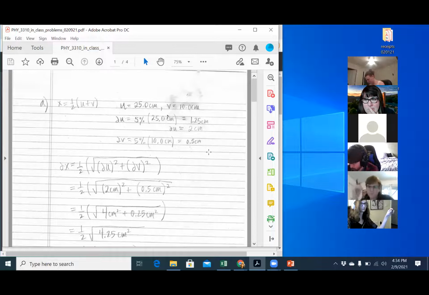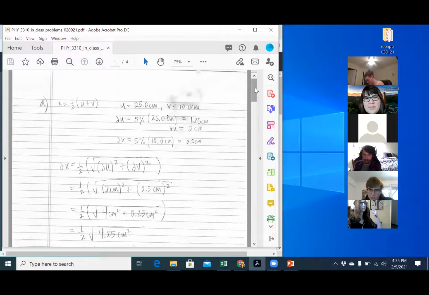Would it be inaccurate to continue and use the 5% as the fractional uncertainty without having to calculate what the actual uncertainty is? Do you mean substitute 5% times 25.0 centimeters in for delta U everywhere? Not delta U, when you have a fractional uncertainty, like delta U divided by U, rather than doing 2 over 25, would it be wrong to do 0.05? Would it be wrong to have 1.25 over 25?